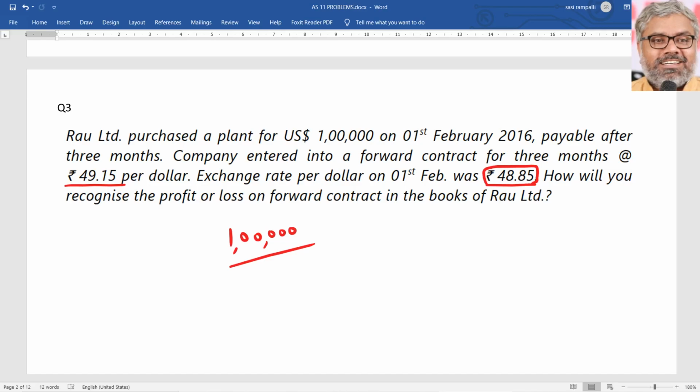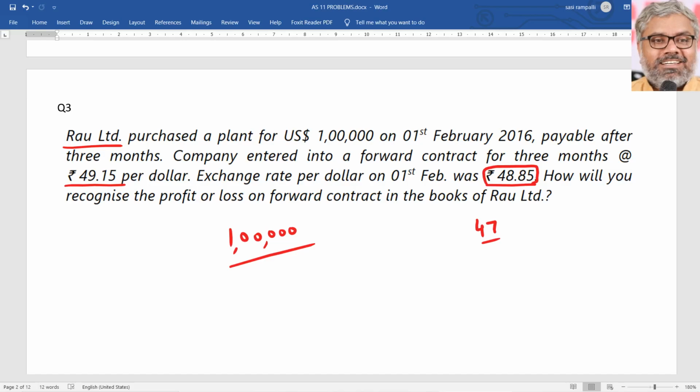If, for example, Rao Limited thinks that the rupee can appreciate, and maybe after the 3 months the dollar could be 47 rupees only instead of 48.85, would it enter into a forward exchange contract? Why should it? Because that is only imagination and estimation.